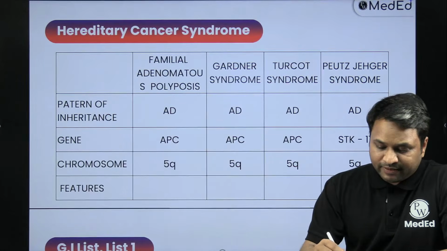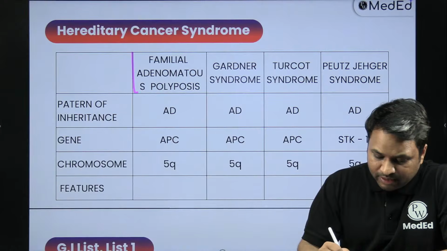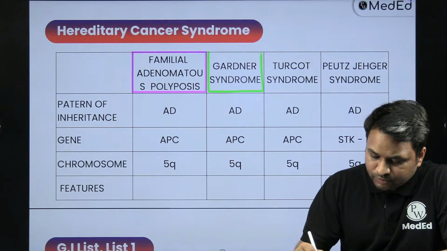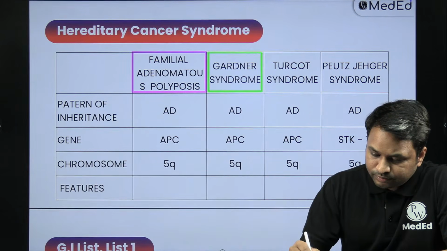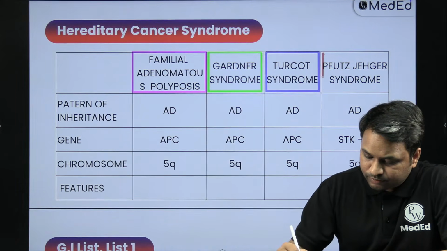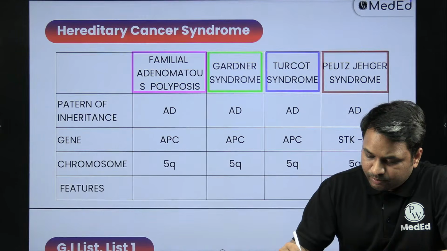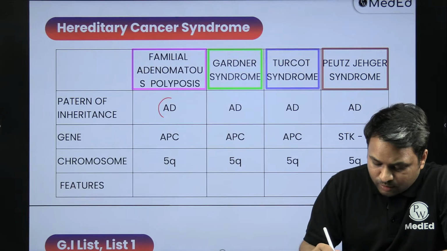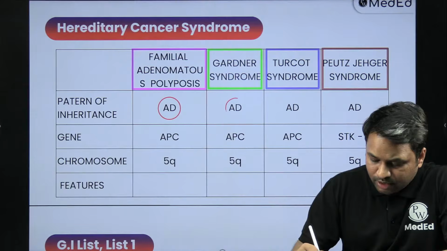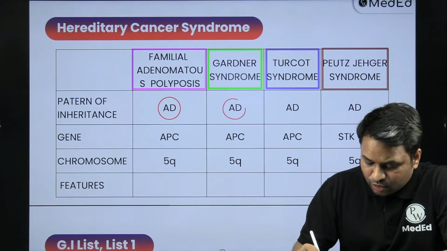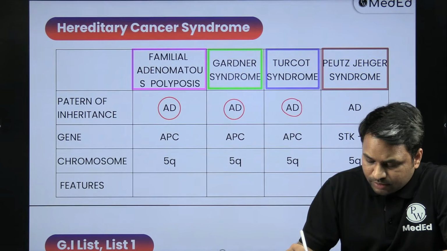Hereditary cancer syndrome is again a very important topic. So quickly recapping between the familial adenomatous polyposis, Gardner syndrome, Turcot syndrome, as well as your Peutz-Jeghers syndrome. See, all these conditions, all familial cancer syndromes are going to be autosomal dominant in disorder. So all of them, let it be FAP, Gardner syndrome, Turcot syndrome, or the Peutz-Jeghers syndrome, all of them are autosomal dominant disorders.